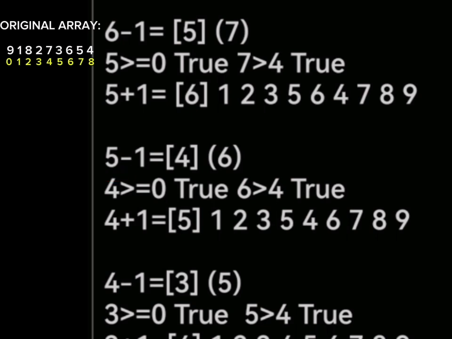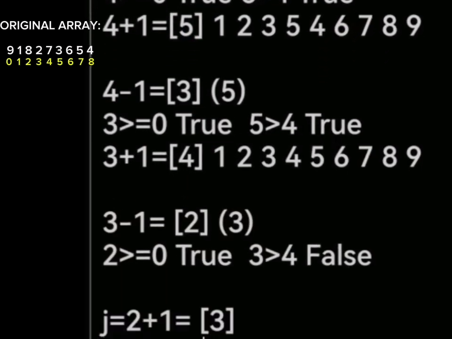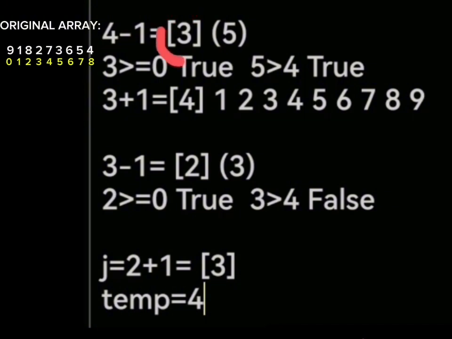Decrement again, 5 minus 1 is 4. So yung laman ng index 4 is 6. So 4 greater than or equal to 0, true. 6 greater than 4 is true. So 4 plus 1 is 5. So ililipat po natin yung 6 sa index 5. So ito po. And then 4 minus 1, so 3.